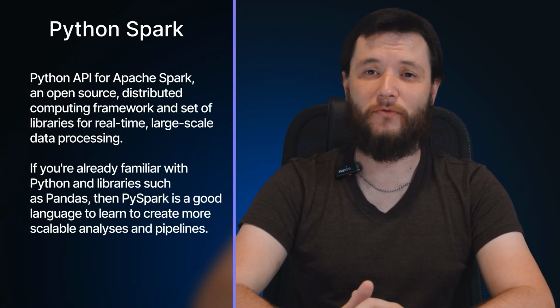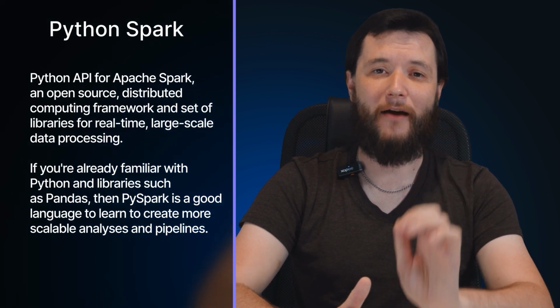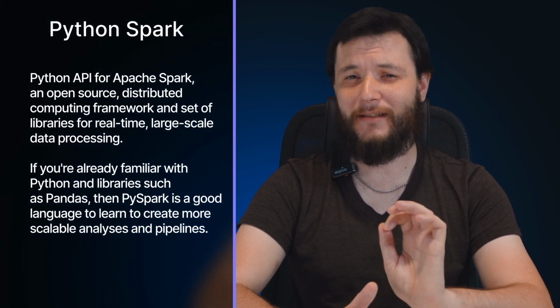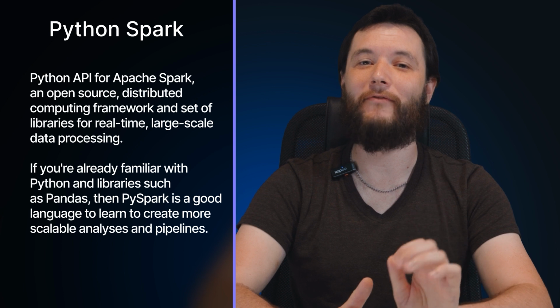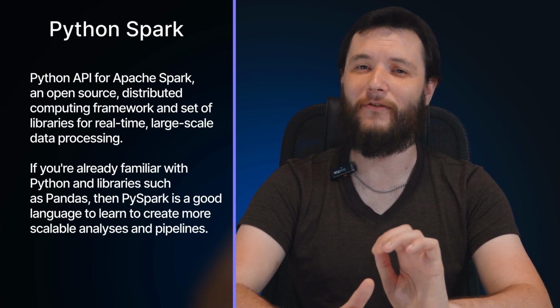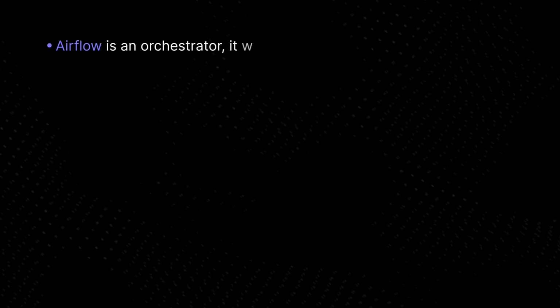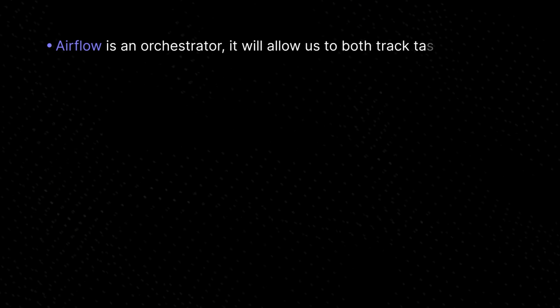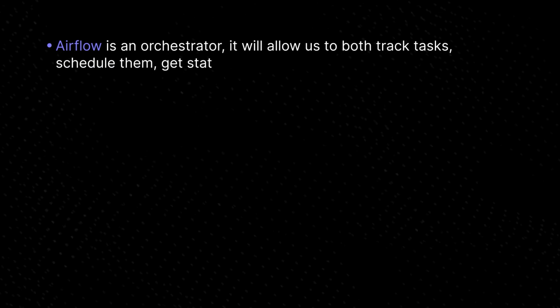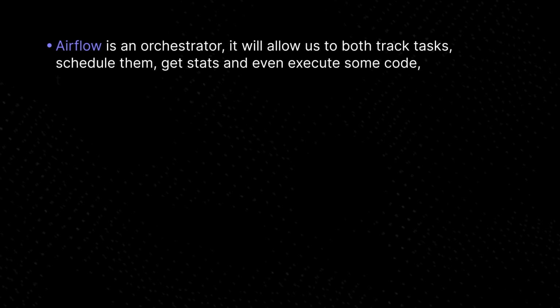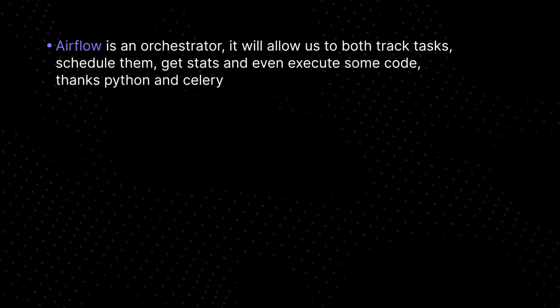Having defined the queries and parameters, it's time to decide what to do about the architecture of the process itself. There are many approaches. It would be a great idea to use Spark, and it will do everything itself. But let's take the hardware and implement everything ourselves. We need several technologies to realize it. Airflow is an orchestrator. It will allow us to track tasks, schedule them, get stats, and even execute some code, thanks to Python and Celery.